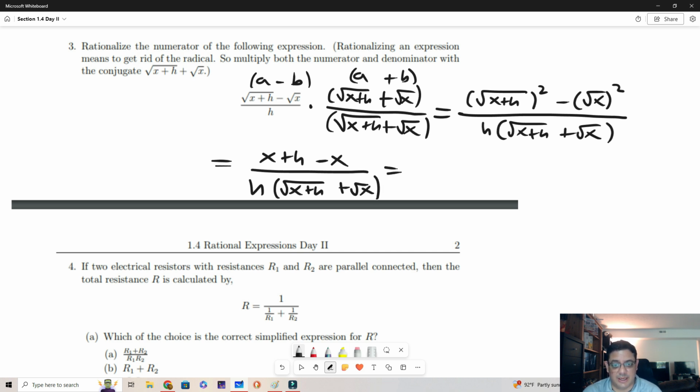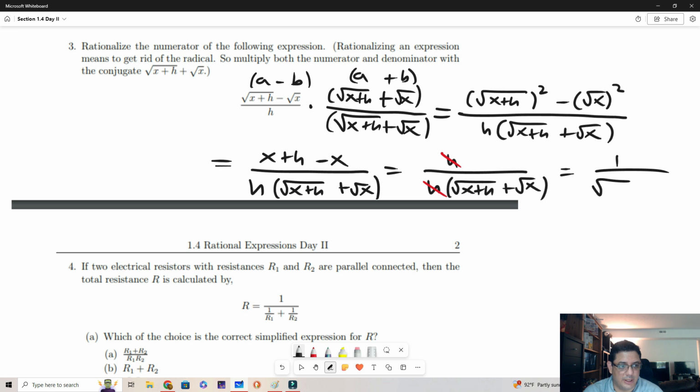And so then x goes away with x, and then I'm left with h on top over the square root of x plus h plus the square root of x. Now I can cancel h, since h is a similar thing here. And that's going to give me 1 over the square root of x plus h plus the square root of x. And so this is the end of the rationalization here.